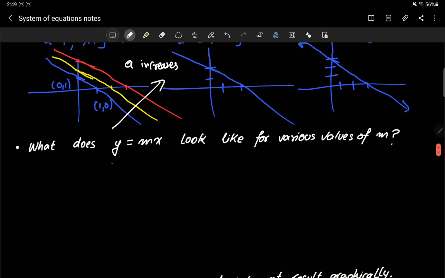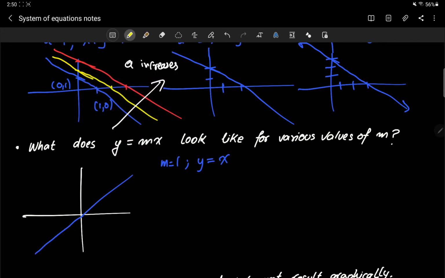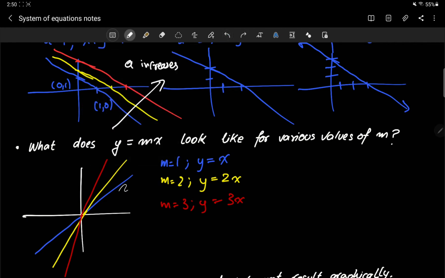Now similarly, the question can be asked, what does y equals mx look like for various values of m? In this case, first of all, there is no intercept, right? Let's do some scenarios again. If m is 1, then this is y equals x, and that's just that straight line. If m is 2, then this is 2x, which means it becomes a steeper line. When m is 3, it becomes 3x, which is an even steeper line.